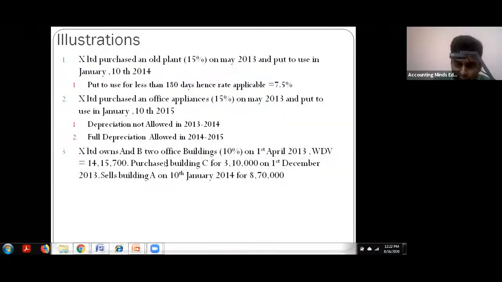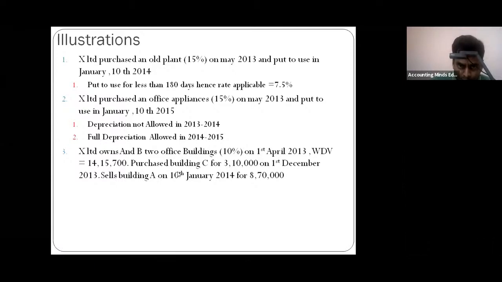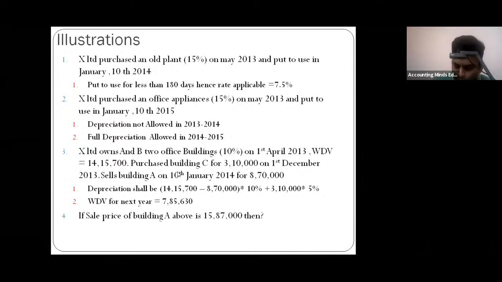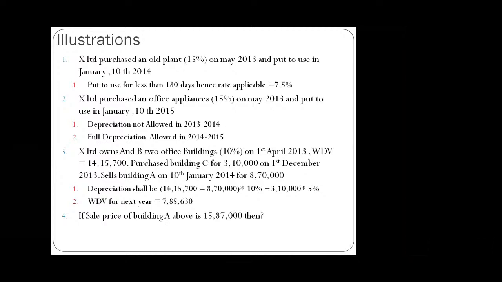A small tweak in the question. I'm changing the question here. Be very careful. And what is the WDV? Have we calculated the WDV? WDV is 8,55,700 minus 70,070. That is how much? 7,85,630. Correct? Correct, guys. Yes, sir. What is the next question?